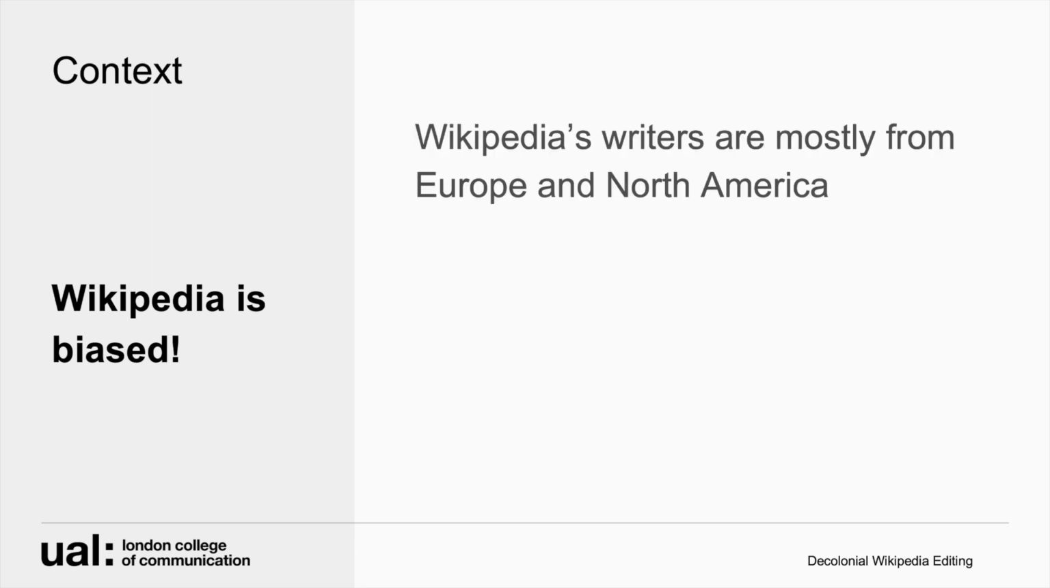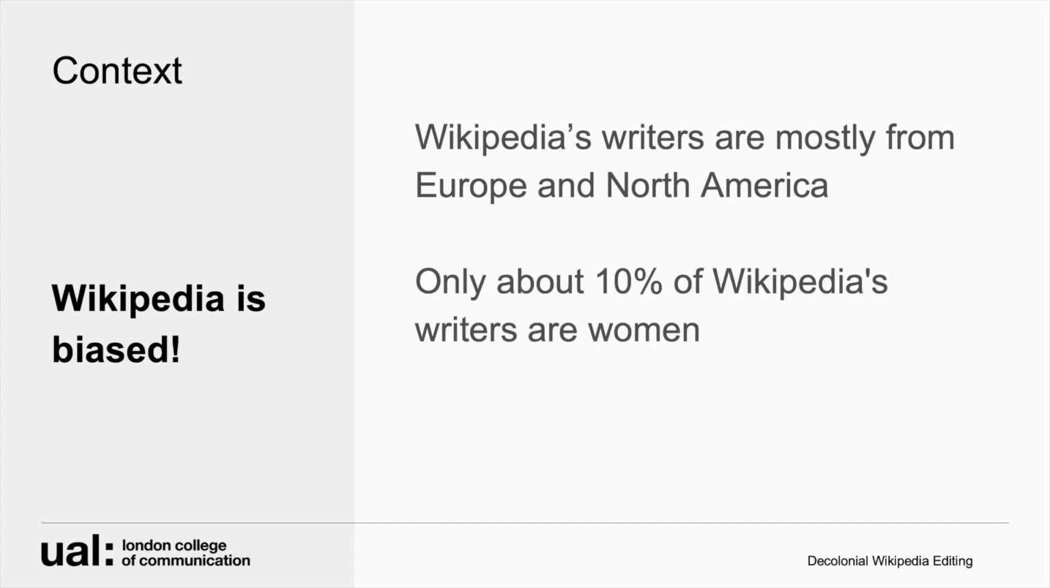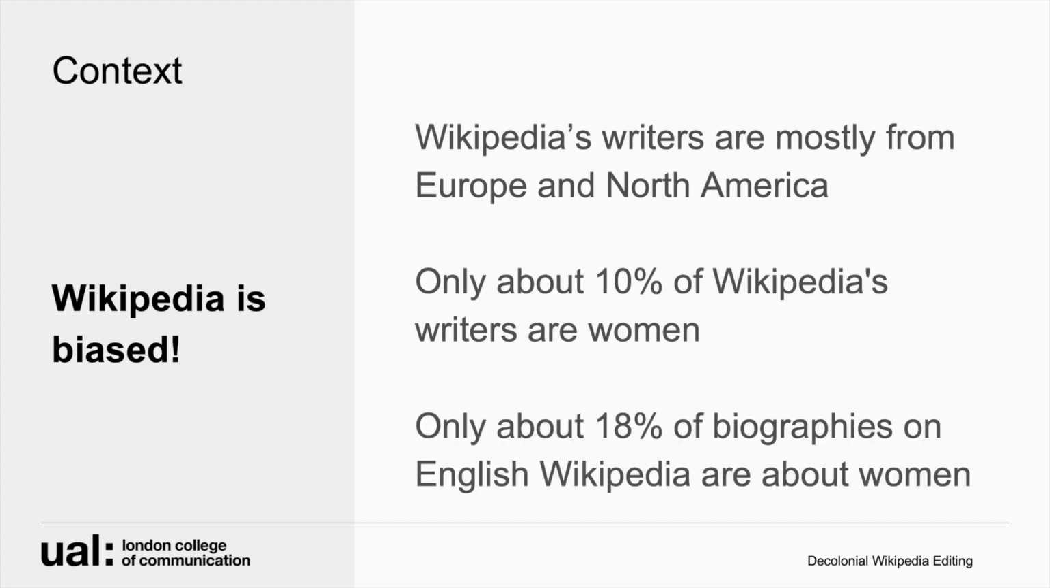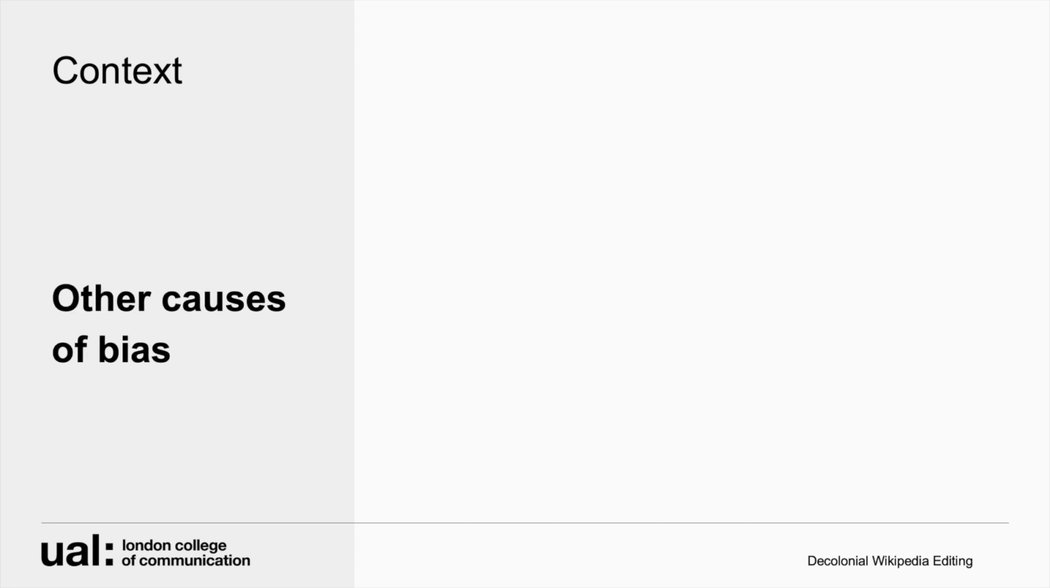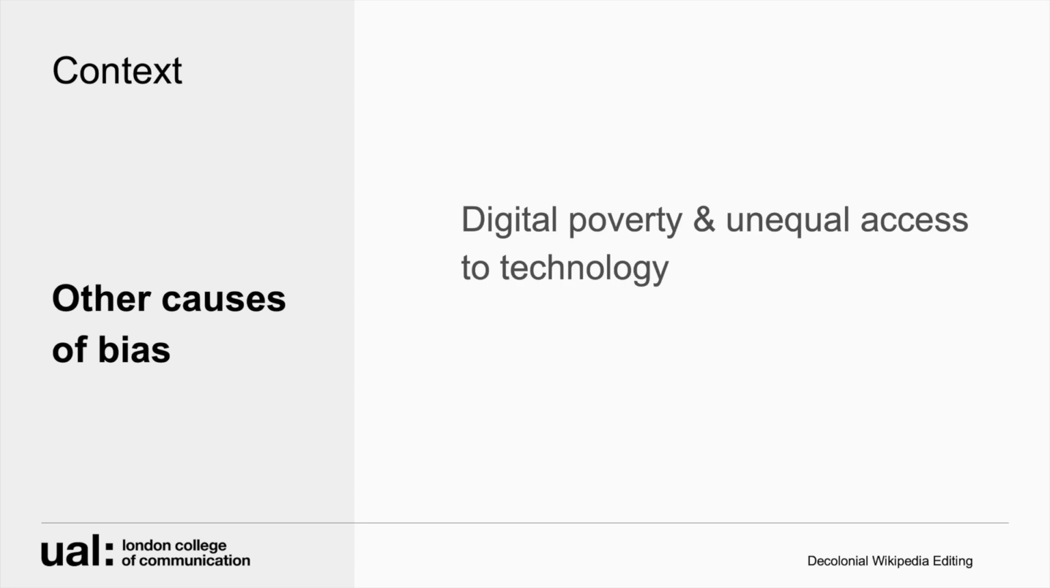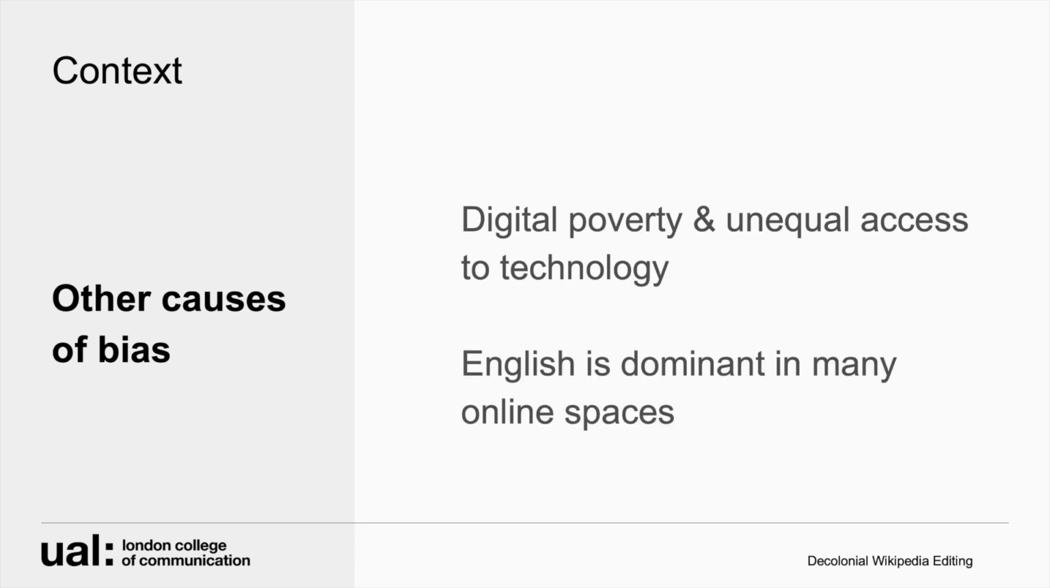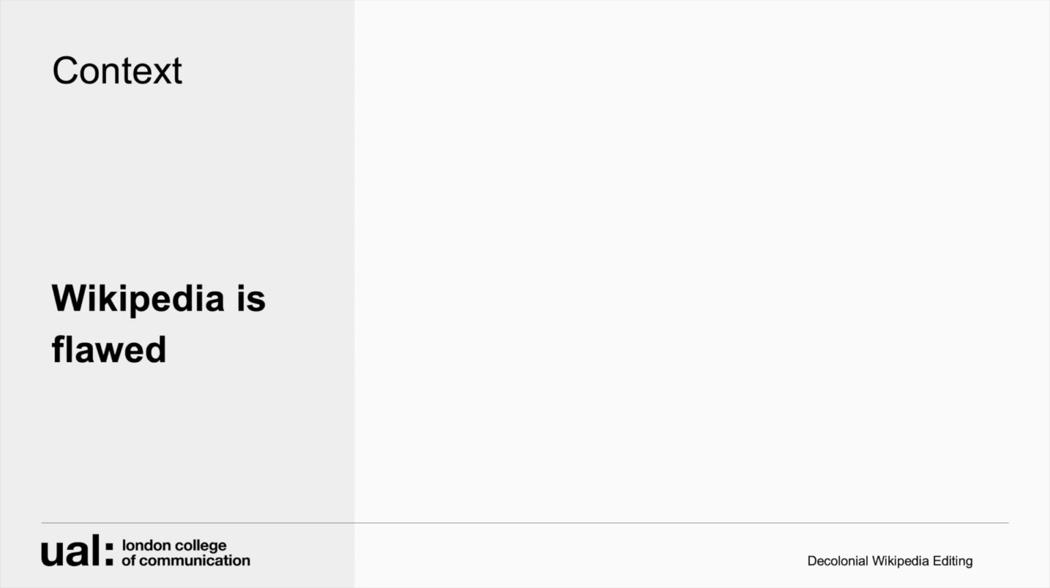It's worth noting that its writers are mostly from Europe and North America. Only about 10% of Wikipedia's writers are women, and only about 18% of biographies on English Wikipedia are about women. Other factors that may contribute to biases include access to tech and digital poverty, and the pervasiveness of English as dominant in online spaces.